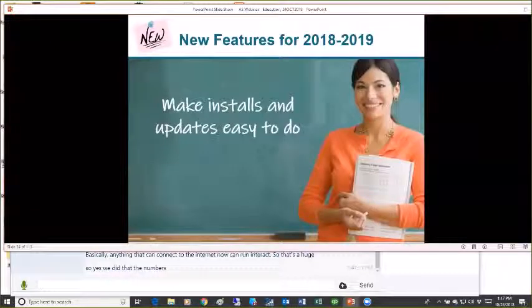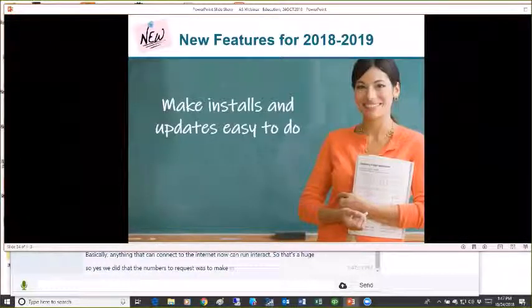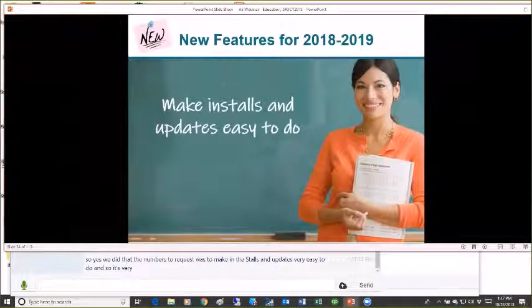The number two request was to make installs and updates very easy to do. It's very common in a school setting that the IT department has not given you permission to do installs or updates. So every time there's something that changes, you need to contact somebody, give them the computer, schedule that time, take the computer out of the student's hands, get it updated. It's just a hassle, and it takes time.